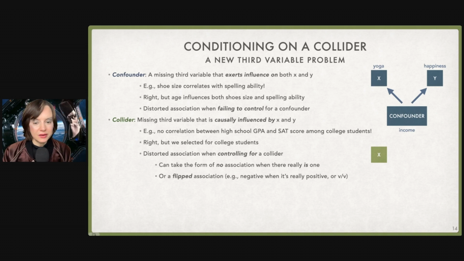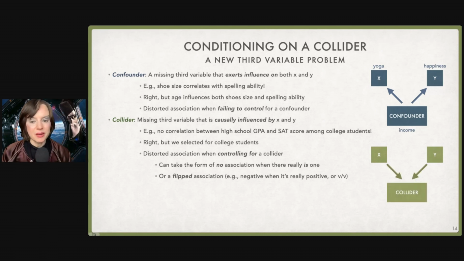So to illustrate a way a collider might operate, suppose we have our X and our Y and we're examining the existence of a correlation or association between them, but we are controlling for some third variable that is a collider. So in the case of GPA, we have the data on students' GPA, we have what their SAT scores were, and we say, oh gosh, no correlation. But that's because we are only considering, in this case, a sample of college students. So we've selected for college students, we've controlled for college students. Therefore, we are distorting the actual correlation between those two things.